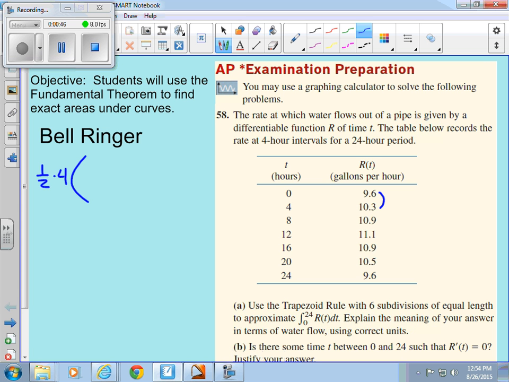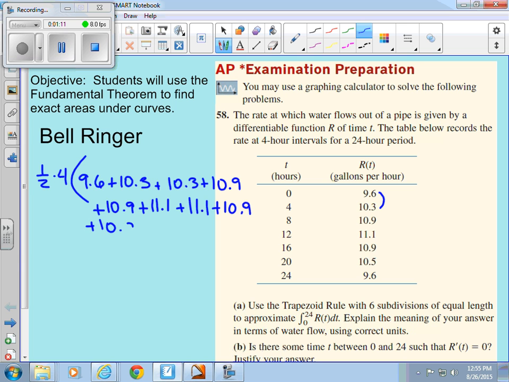And then I'm going to do 9.6 plus 10.3. Then 10.3 plus 10.9. Then 10.9 plus 11.1. 11.1 plus 10.9. 10.9 plus 10.5. 10.5 plus 9.6. Does that cover it all? Tell me that for me.